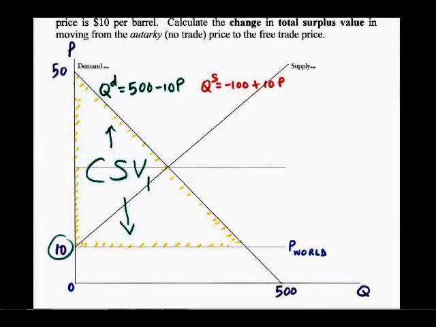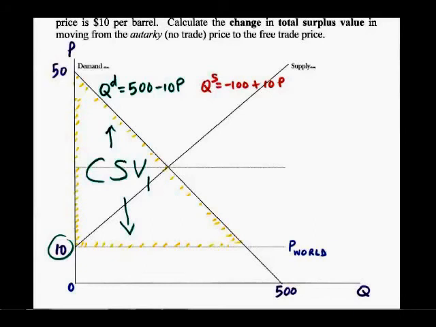We're going to move on to discuss the problem now when there is free trade. At the current world market price of 10, consumers are getting more surplus value because they're paying a lower price. More consumers are also getting this surplus value. So the height of this larger triangle is going to be 50 minus 10 equals 40. The base is going to be 400.